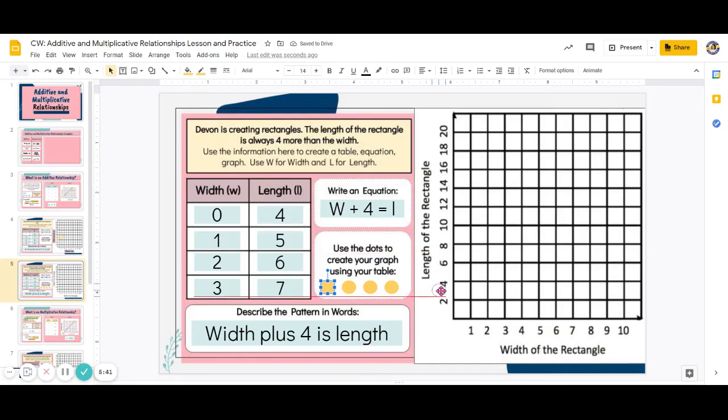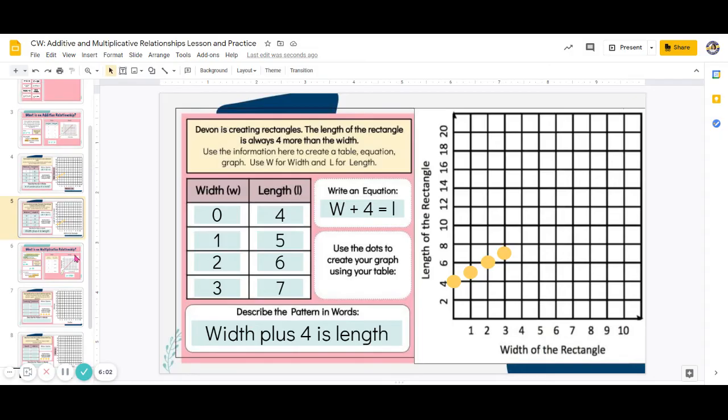Let's go ahead and put our dots. Over 0, up 4. Over 0, up 4. Over 1, up 5. Over 2, up 6. Over 3, up 7. Okay, notice it does not start at the origin. That is what makes it additive.